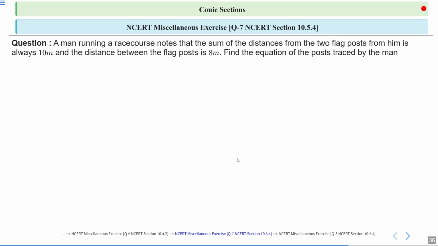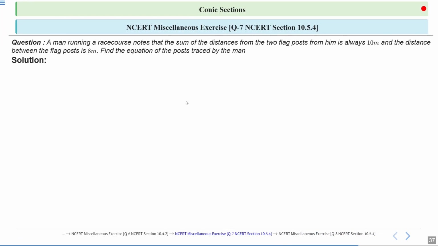So look at question number 7. In this question, we have a man running a race course who notes that the sum of distances of the two flag posts from him is always 10 meter and the distance between the flag posts is 8 meter. So find the equation of the path traced by the man. Students, first of all, think about this. How would you approach this question? We have to find the equation of the path traced by the man.